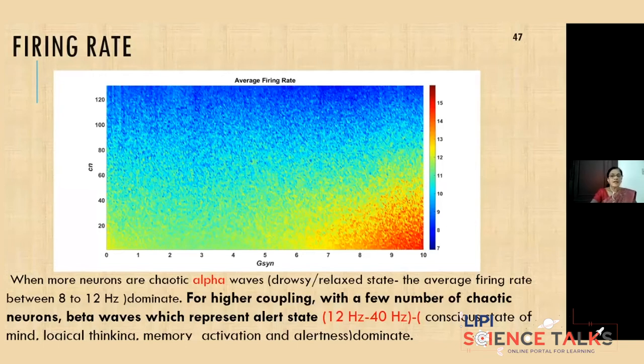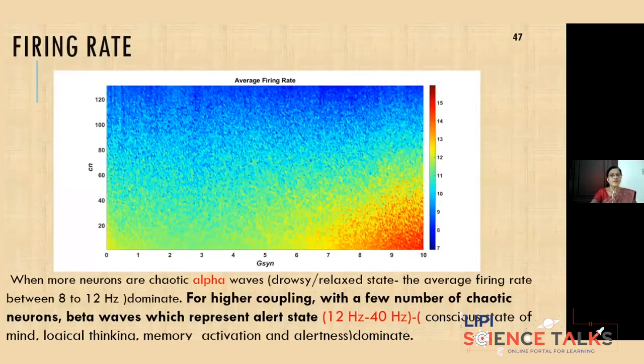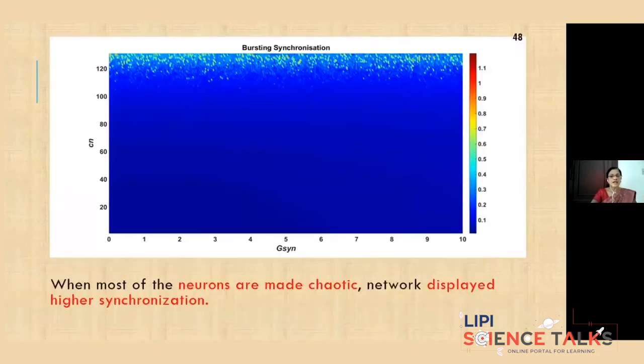And when the neurons are made chaotic, when more neurons are made chaotic, there is more synchronization between the neurons. That is, they fire alike if the number of chaotic neurons is increased to 131, which is the maximum. That is also an interesting phenomenon to be noted.